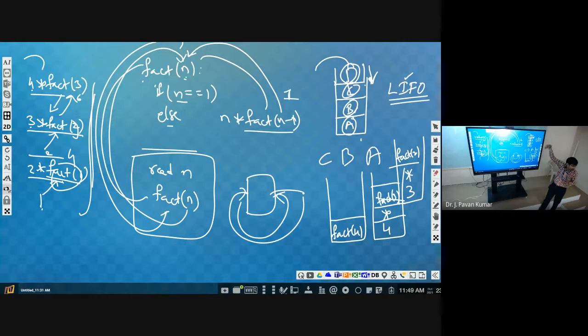Fact of 2 will be removed. Okay, so fact of 2 will be replaced by 2 into fact of 1. So 2 into fact of 1. Next, what will be removed? Fact of 1 will be removed. Then whenever you consider fact of 1, we will be getting 1. So this will be replaced by 1. Now what will be removed?